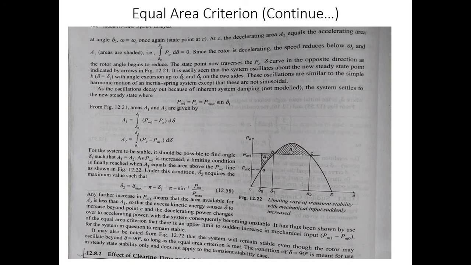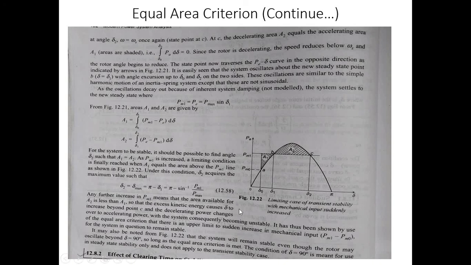is equal to A2. As Pm1 increases, the limiting condition is finally reached where A1 equals the area above the Pm1 line. See here, it is the stability point at which the area of acceleration is equal to the area of deceleration. This Pm1 is greater than Pm0. Under this condition, del 2 acquires the maximum value such that del 2 is equal to del max is equal to pi minus del 1, that is pi minus sine inverse of Pm1 upon Pmax.